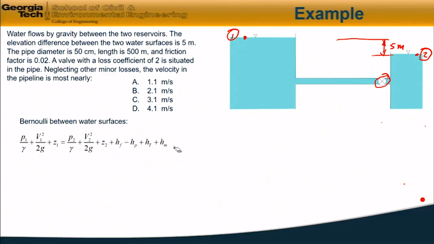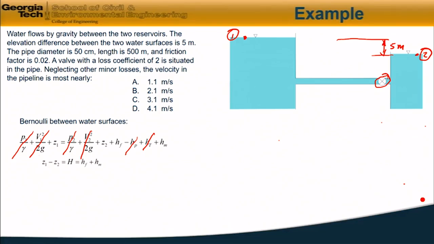So in this case, we can simplify this equation considerably. At the free surface at 1, the free surface is in contact with the atmosphere, so the pressure there is atmospheric, which is 0. If the reservoir is large, the velocity in the reservoir is 0. Similarly, at the lower reservoir, the pressure at the free surface is 0 and the velocity is 0. We have no pumps in the system, so the head gain due to the pump is 0. Similarly, we have no turbines in the system, so HT is equal to 0.